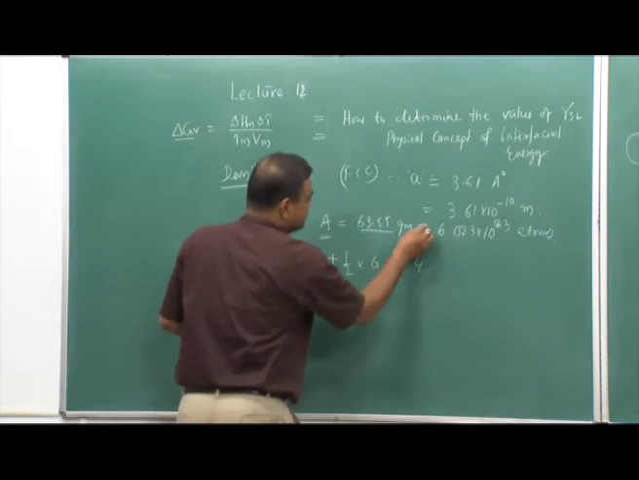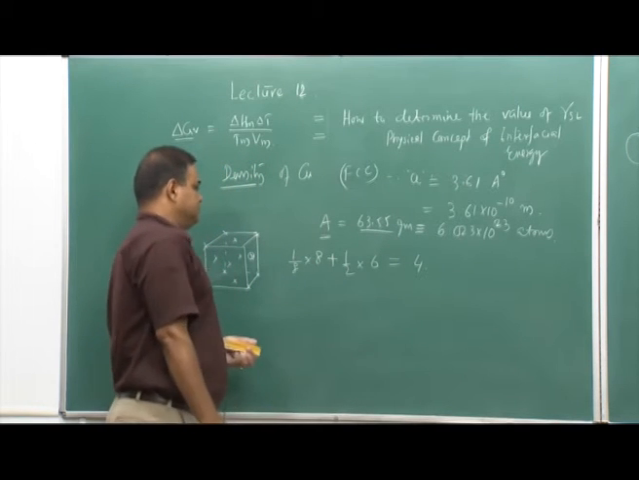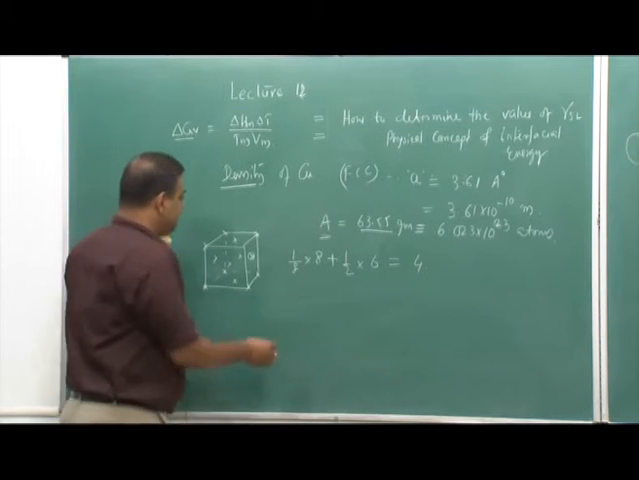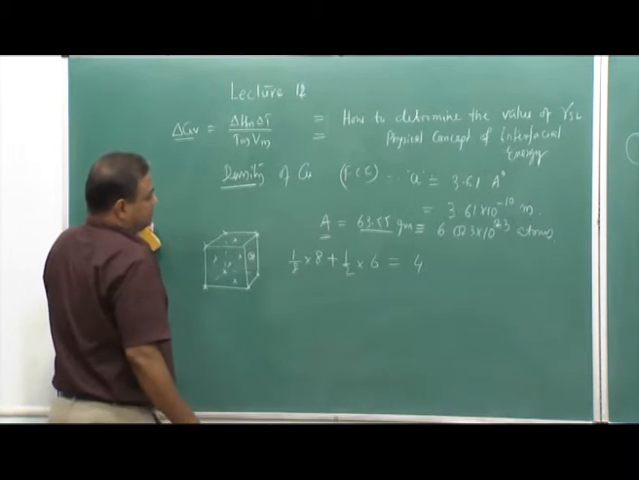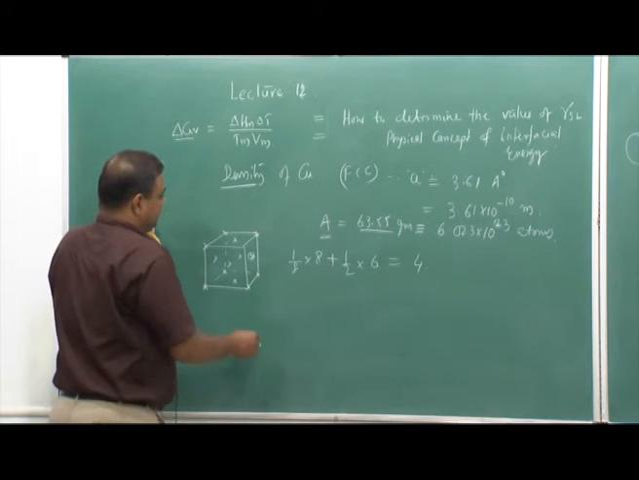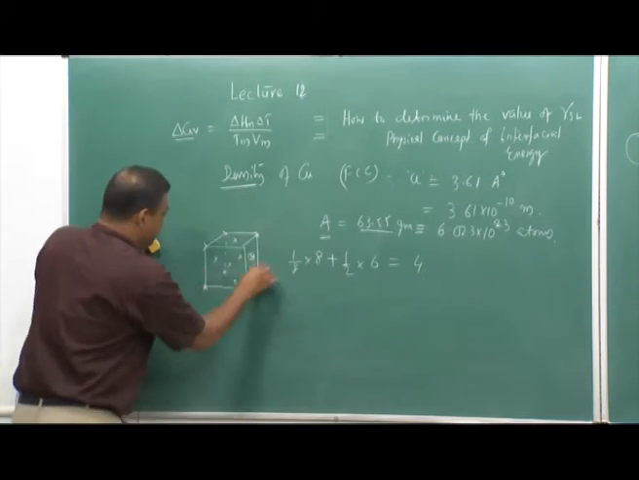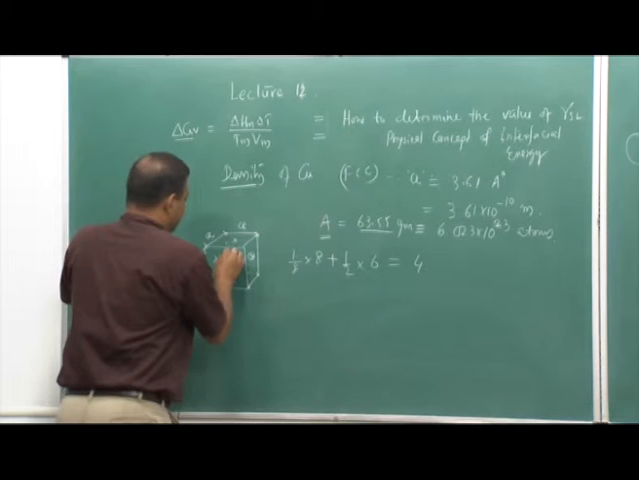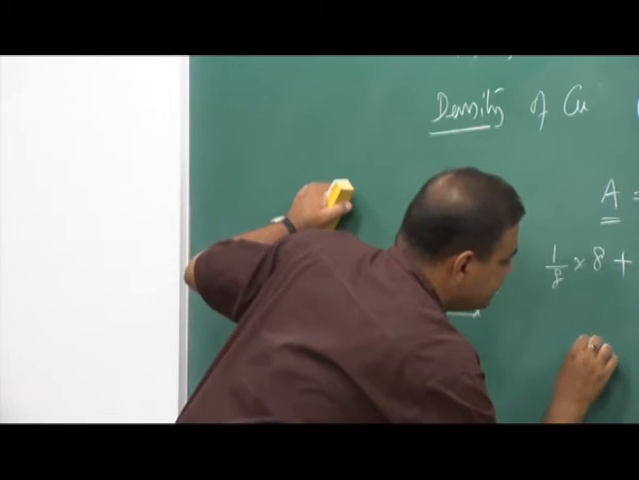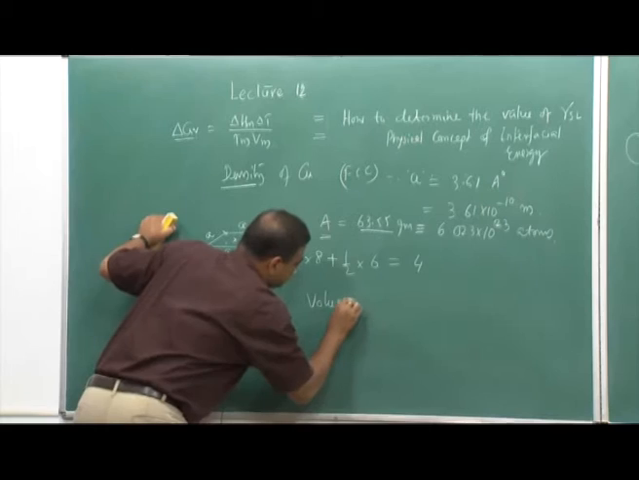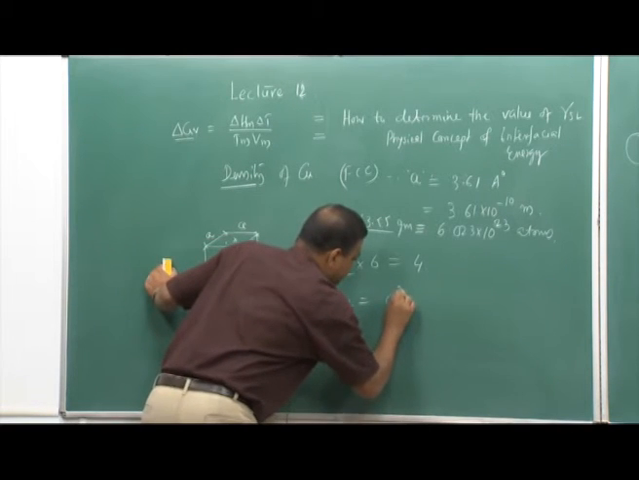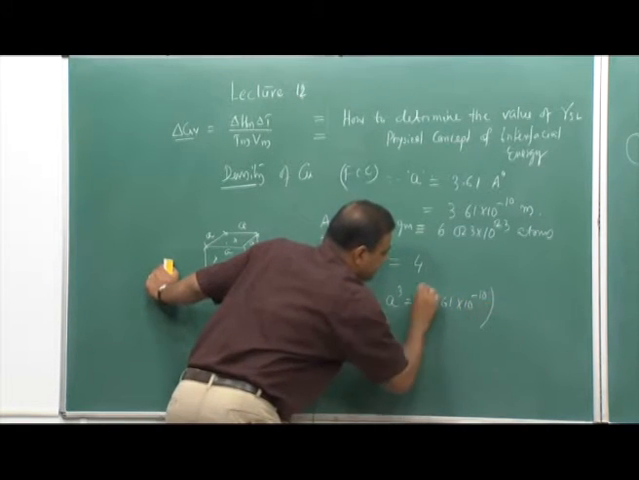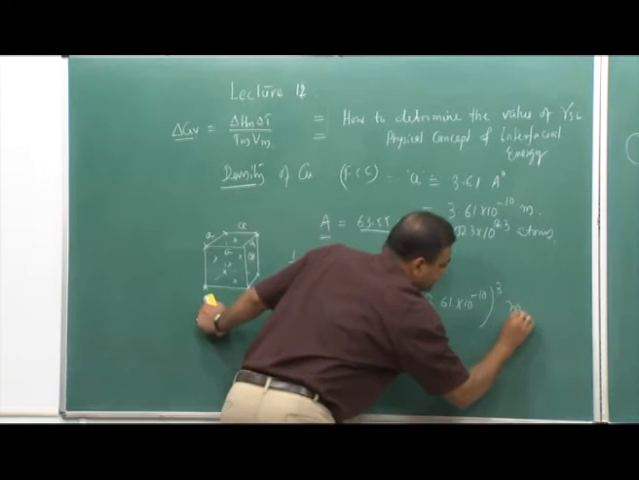So, this is equivalent to these many atoms of copper. I know 4 is the atoms per unit cell. So then what would be the volume of this unit cell? The volume of the unit cell, this is a, this is a cube. So the volume would be a cube, equal to (3.61 × 10^-10)^3 meter cube.